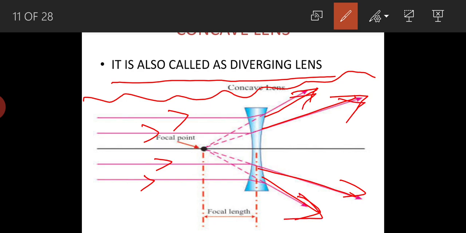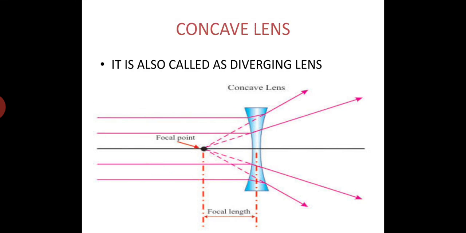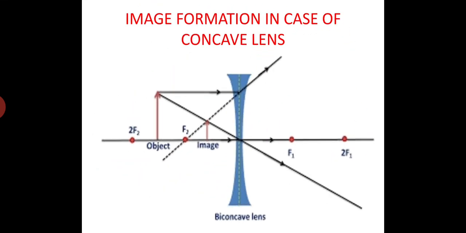They will diverge from each other, and on this side there is no chance of these rays meeting each other. That is why when you extend these light rays backwards, all these light rays will meet at this point. This point is nothing but the focal point or focus. So this is important regarding 2 marks: how light rays diverge when they are incident on a concave lens. They diverge away from each other, and when you extend them backwards, they meet at the focus. Now let us see one case of image formation in a concave lens.